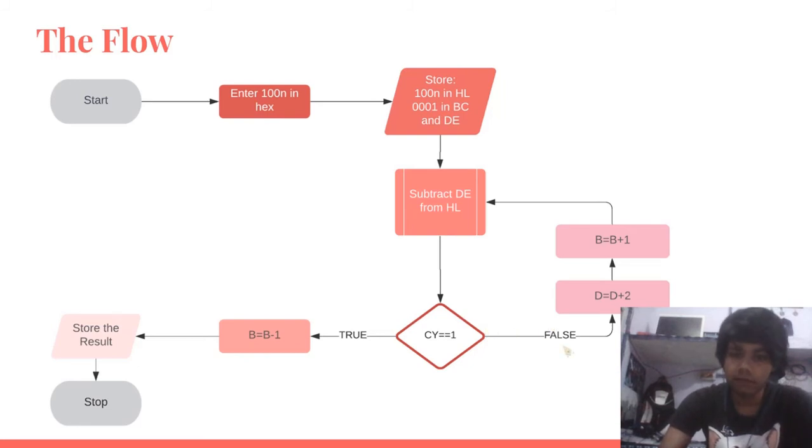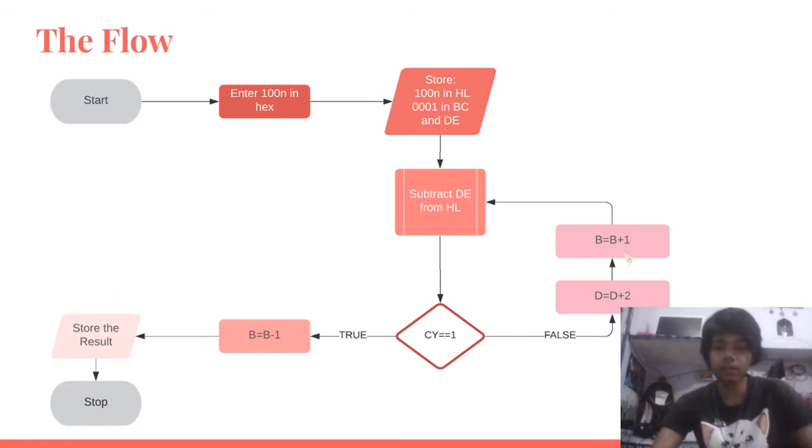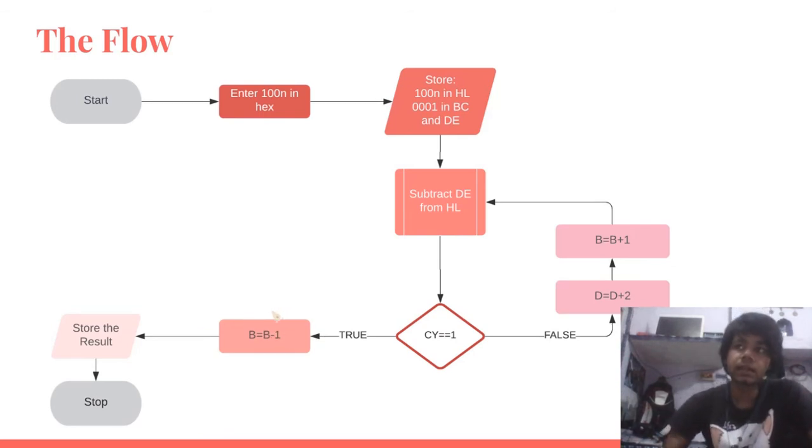If it is not a negative number, then you increase D by 2 to get the next term in the odd series, and then you increase the number of iteration by 1 to move on to the next iteration. Then you again subtract DE from HL, and you do this until you get carry equals 1, which will signify that the resultant is negative. If the resultant is negative, then you want the kth minus 1 term, because that is the smallest integer less than the actual square root. Then you store the result and stop the program.